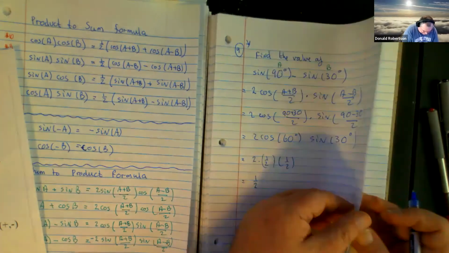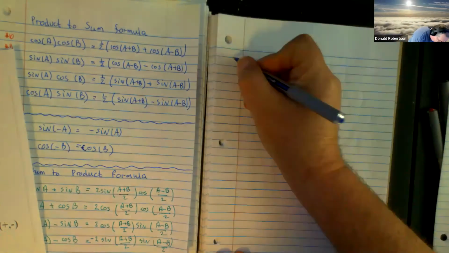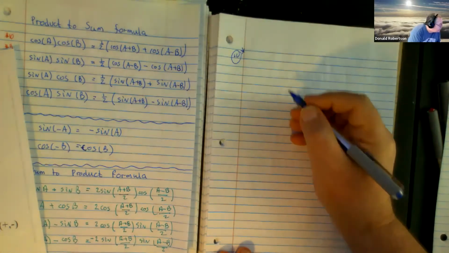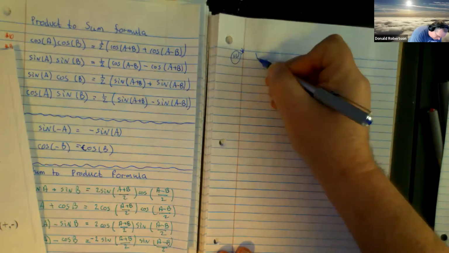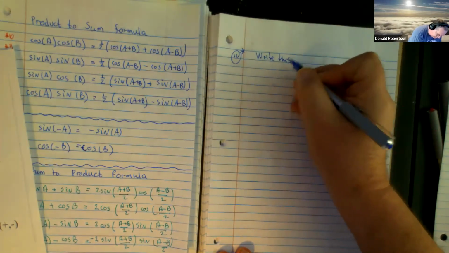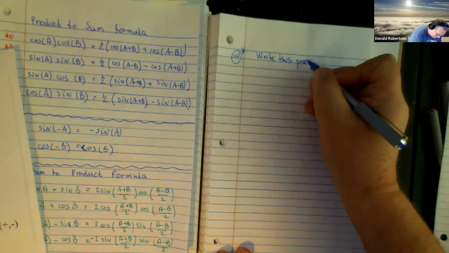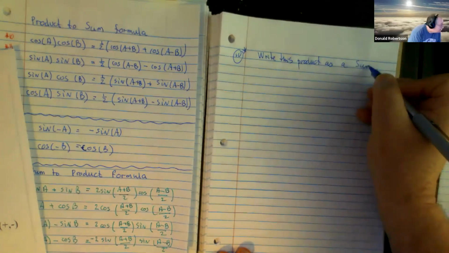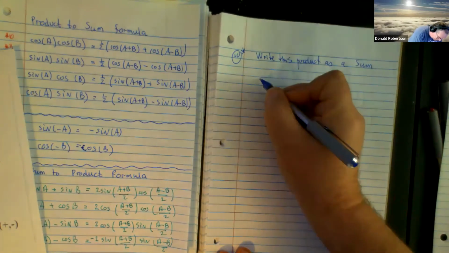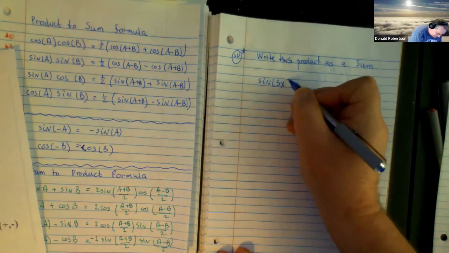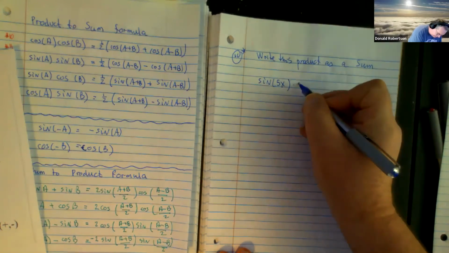Next one is question 10. And it says, write the product, so write this product as a sum. And let's see what the product is. It's the sine of 5x times the sine of 7x.